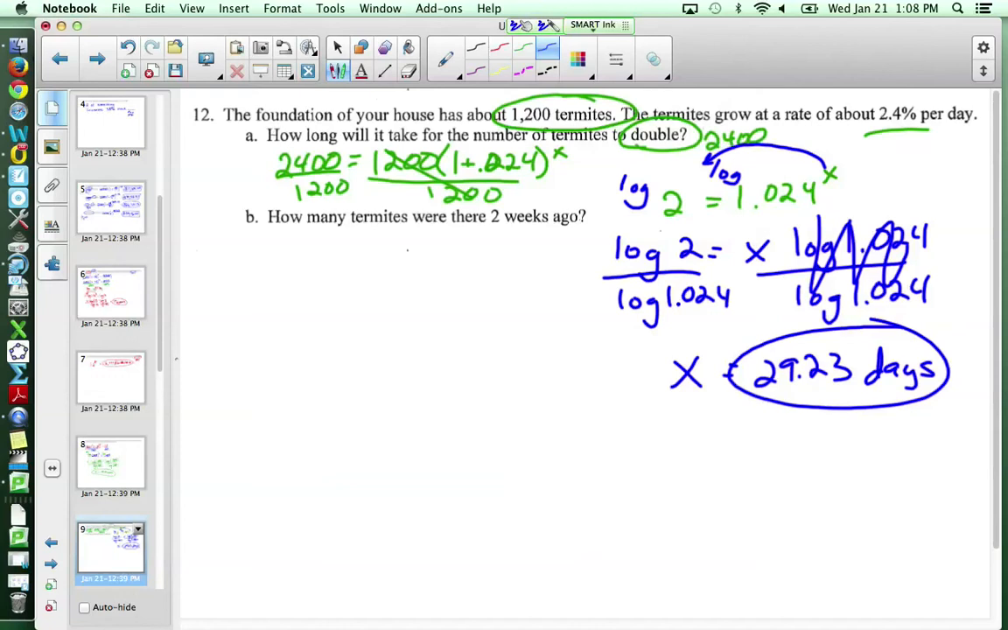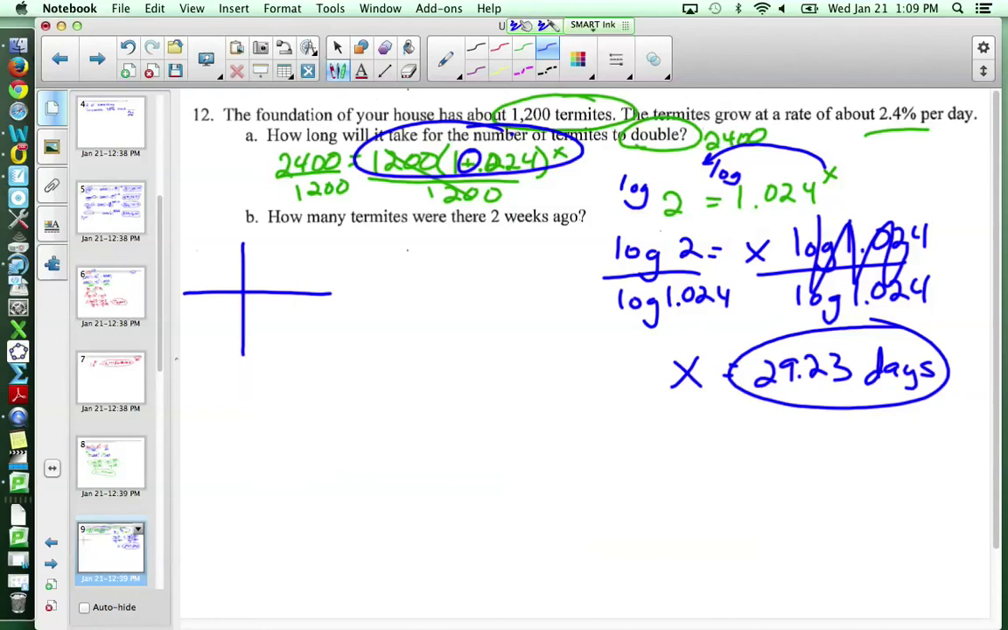Part B, how many termites were there 2 weeks ago? This is one of those problems that a lot of people like to miss. Well, maybe they don't like to miss it, but they do. Because they think, oh, 2 weeks ago means that we must be decreasing now. So in my formula above, where I was 1,200 times 1 plus 0.024, a lot of kids are tempted to turn that into a minus now because the number is decreasing. However, we do need to keep it as a plus.